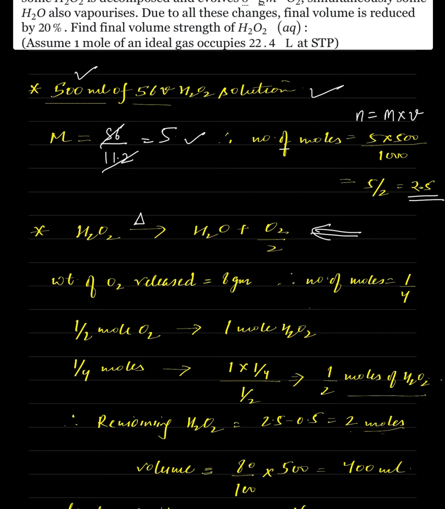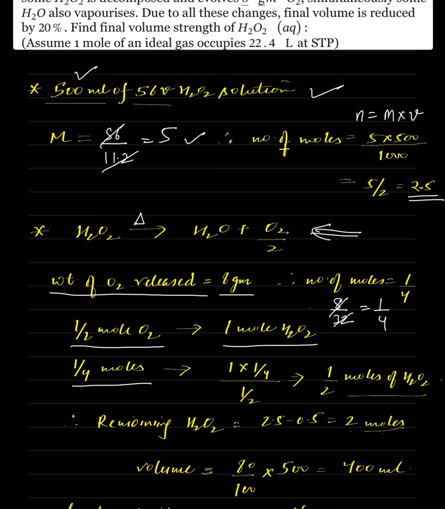Now the question says 8 gram O2 is released, right? So how many moles are there in 8 gram? It will be 8 upon 32, so it will be 1 by 4. That means the solution given to us will give out 8 gram of O2, which means 1 by 4 moles of O2. Now the balanced equation says half mole O2 is obtained from 1 mole of H2O2.